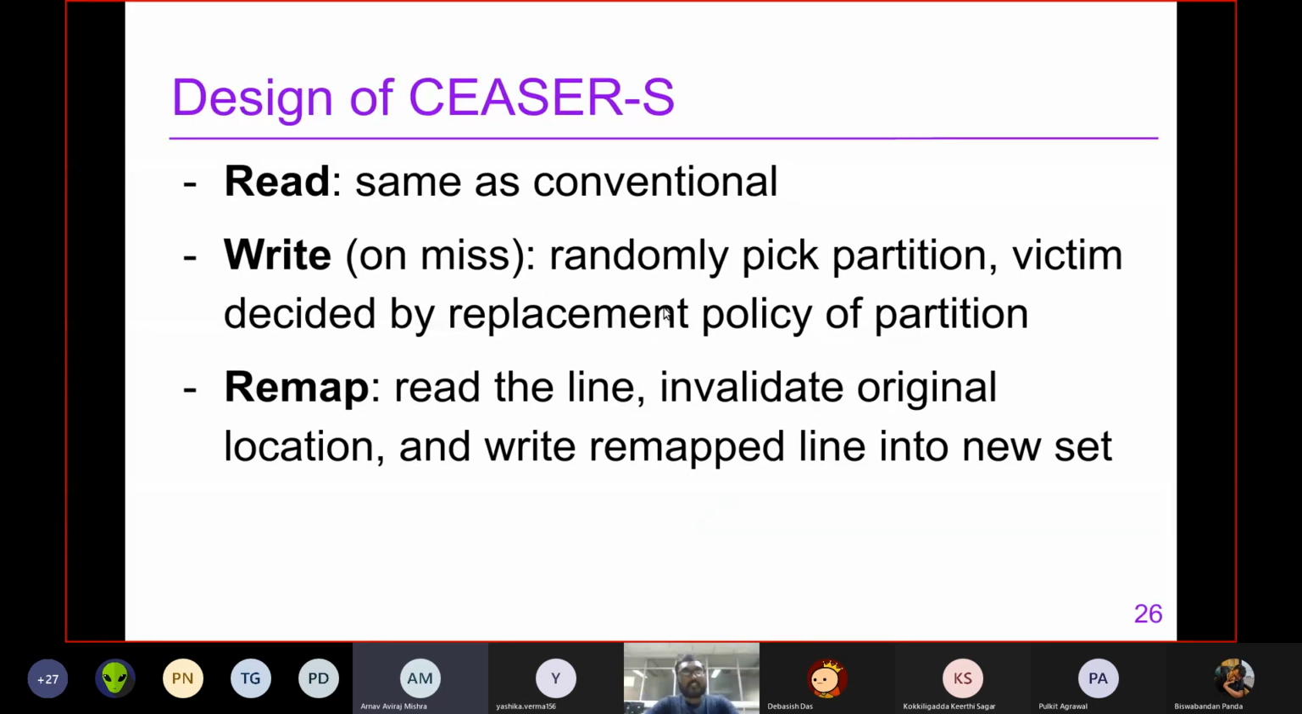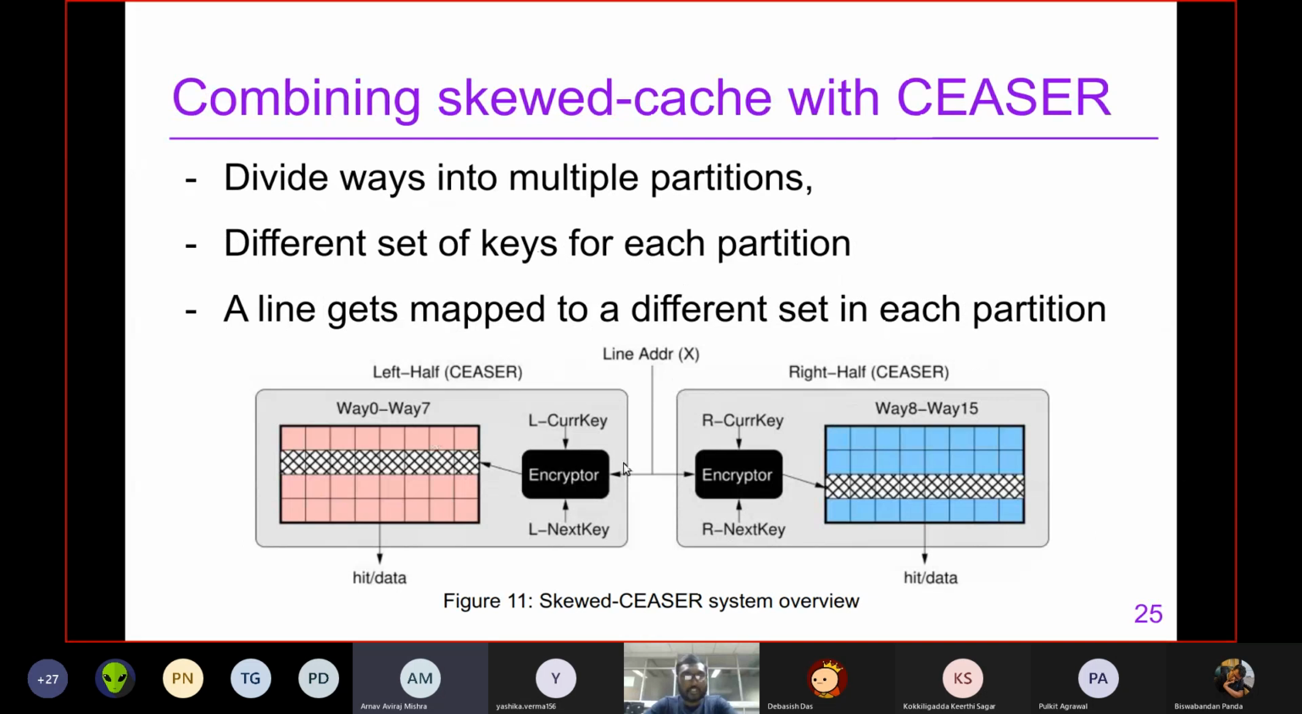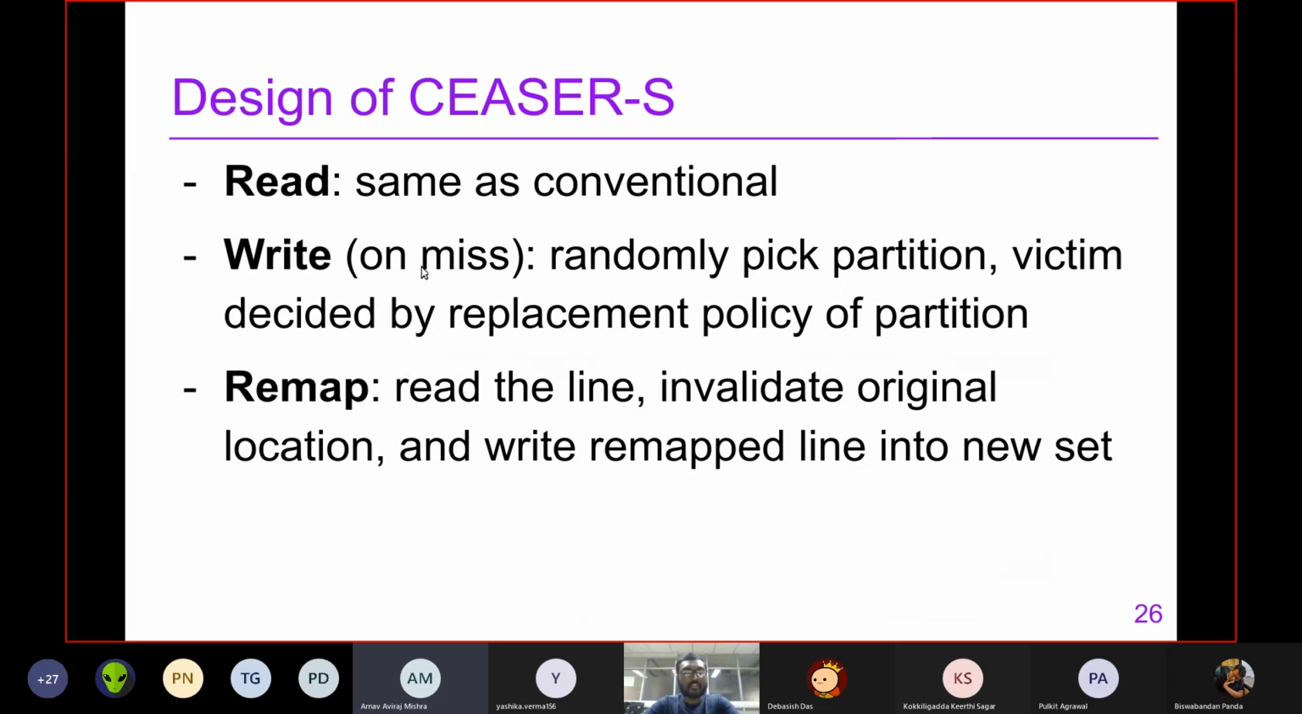In a cache which supports this skewed Caesar, the read is done the same as in the conventional type. Both the sides get the address, and depending on whichever side there is a hit, they will return the data. On a miss, they have to randomly pick a partition, and the victim is decided by the replacement policy of the partition. For remapping, like we saw, we have to remap a line when the key changes. We have to read the line using the old key, invalidate the original location, and then write the remapped line into the new set. And writing here has the same definition that we described before.